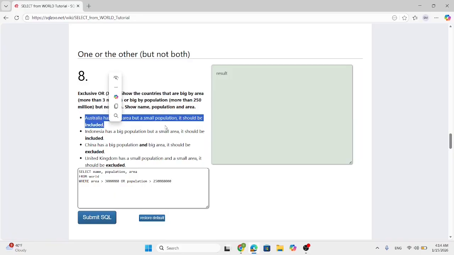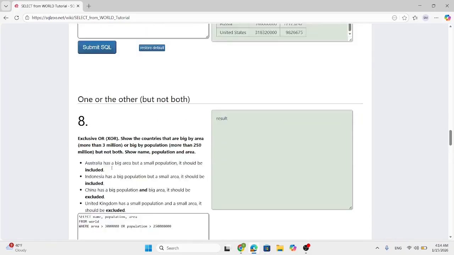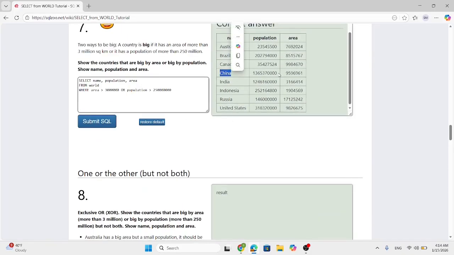Australia has a big area but small population. It should be included. Indonesia has a big population but a small area. It should be included. China has a big population and big area. It should be excluded. United Kingdom, sorry, has a small population, small area, so it should be excluded. For example, in this list, China should be excluded.